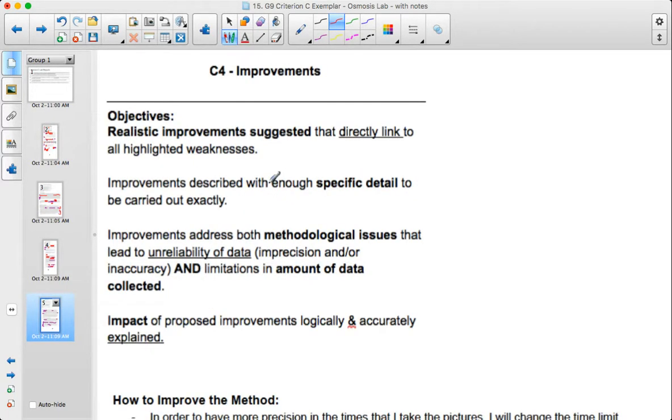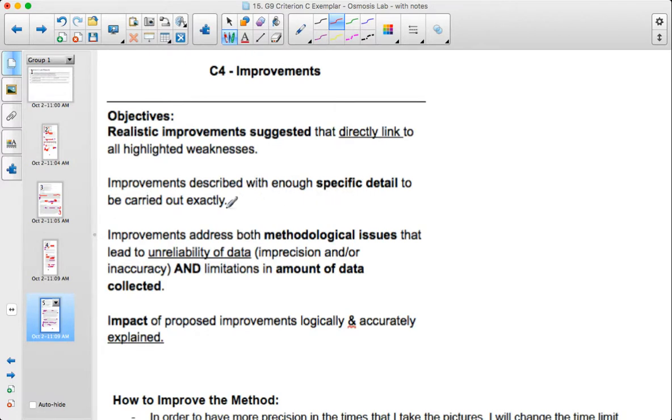And so Strand 4 is improvements. Essentially, anything that was brought up in Strand 3 should now be addressed in Strand 4 with some simple ideas for how things could be improved next time. So realistic improvements suggested that directly link to all highlighted weaknesses. So anything that you brought up as a weakness or a limitation should now get addressed. The improvements are described with enough specific detail to be carried out exactly.